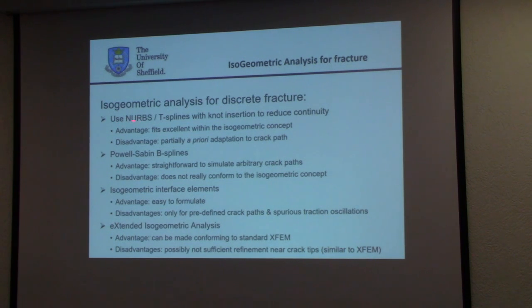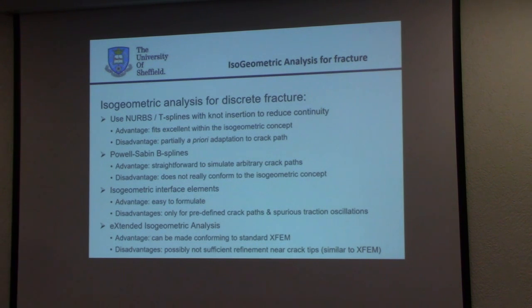You can use NURBS or T-splines with knot insertion. It's enormously elegant, fits excellently with all concepts. You are somewhat restricted in the crack path. Powell-Sabin B-splines, very straightforward. If you want arbitrary crack paths, you can use traditional remeshing schemes. The disadvantage is that it doesn't really conform with the isogeometric concept.